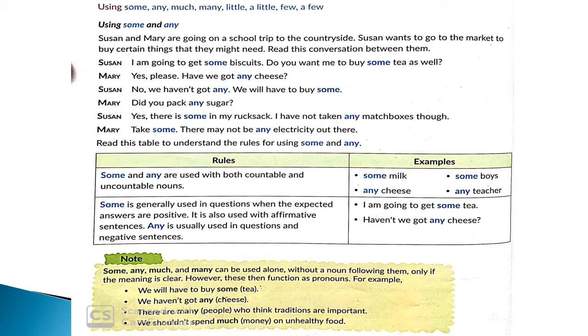Using some, any, much, many, little, a little, few and a few. Let us first consider some and any. Some and any are also adjectives. Let us see how they have been used here.